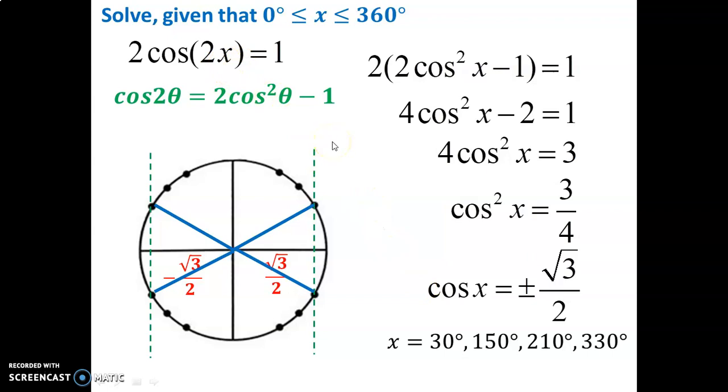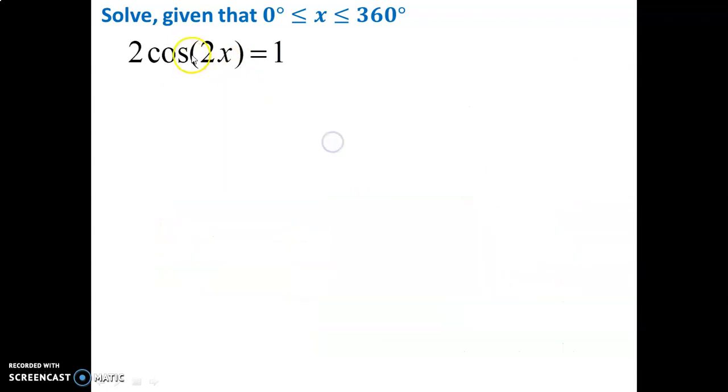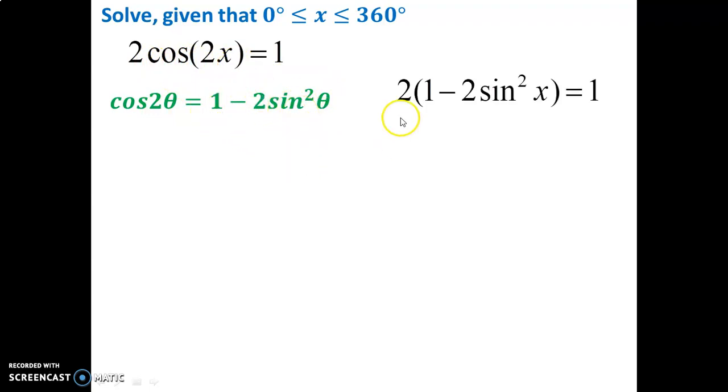All right, so now let's look at this same question again using another one, because we know that the double angle for cosine has 3 identities. So let's try another one. Here's another one. Cosine of 2 theta equals this. So now I'm going to replace cosine of 2x with all of this, using this other identity, just to make sure it still works. So notice I've made the substitution here.